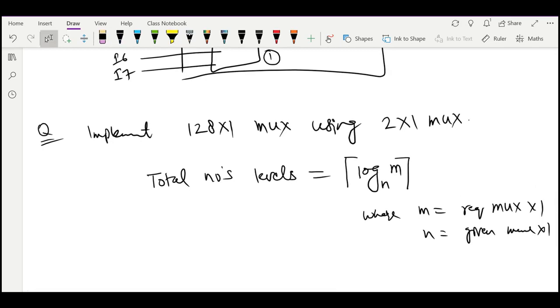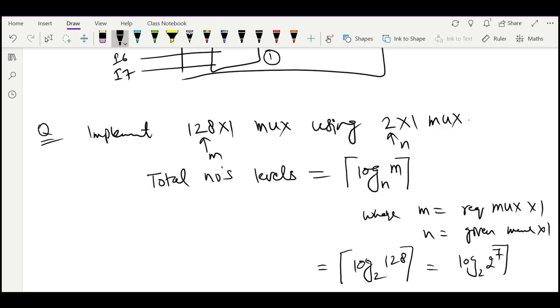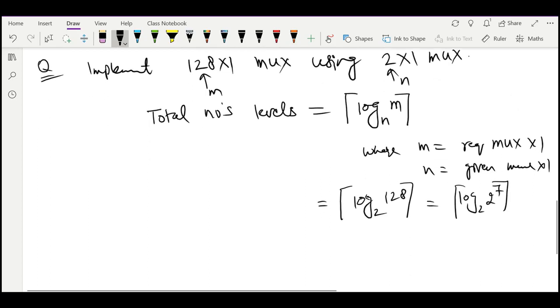So that means this is m and this is n, okay? Now if you put the values inside this formula, you will get log 128 base 2, that means log 2 to the power 7 base 2, ceil. Now you know the formula: log base a of a to the power m is equal to m log base a, and log of a base a is equal to 1.